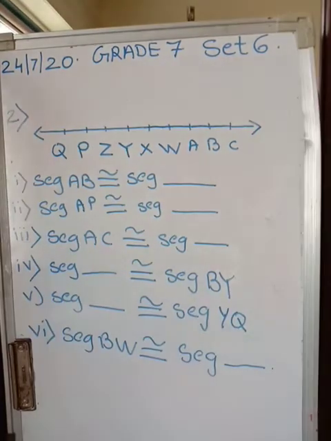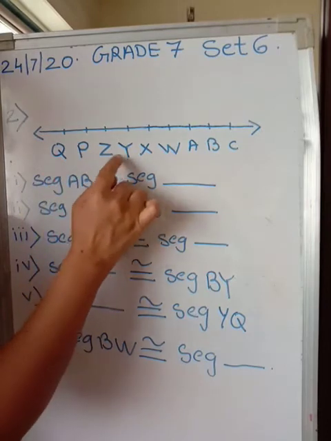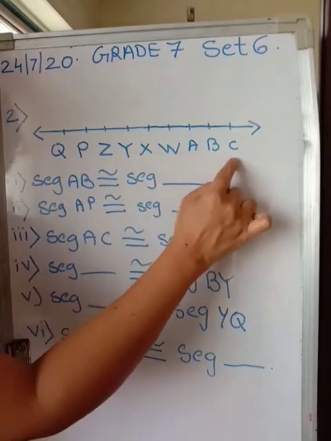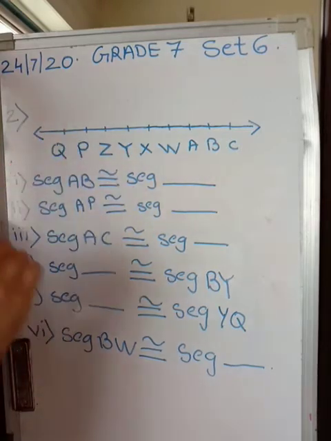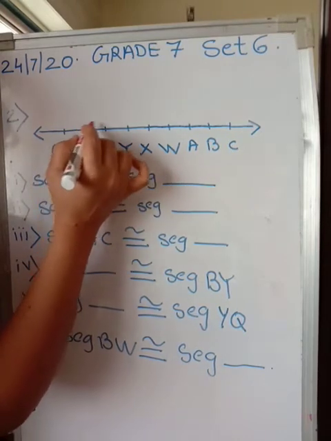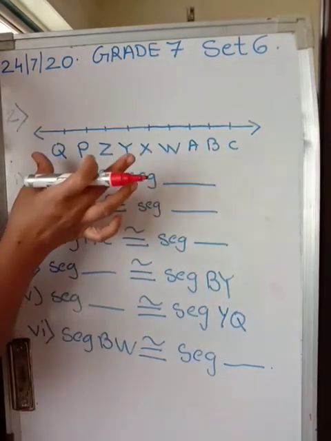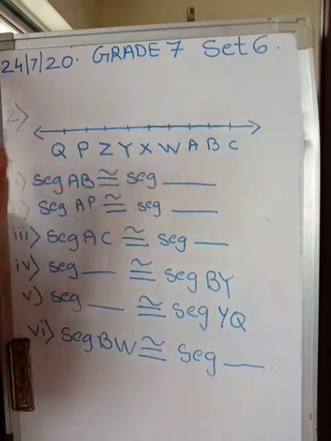Okay, this is your second question. Now see, they have given this line and Q, P, Z, Y, X, W, A, B, C are the points given. Now they said that the distance between each point is 1 unit. That means the distance between Q to P is 1, P to Z is 1, Z to Y is 1. So all these points are equidistant. That is, the distance between these 2 points is 1 unit.